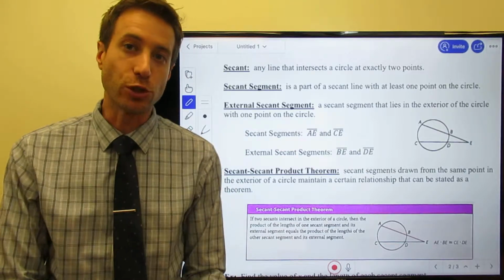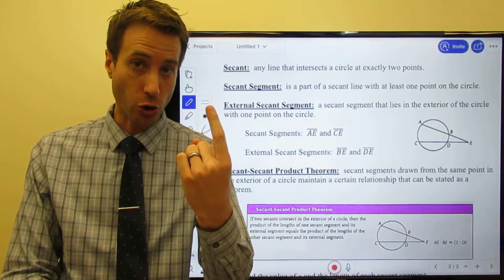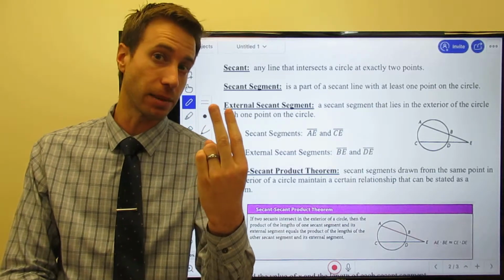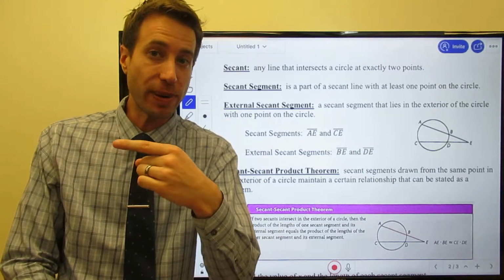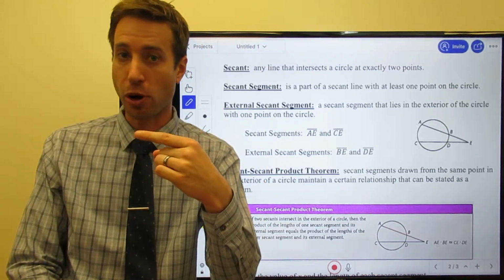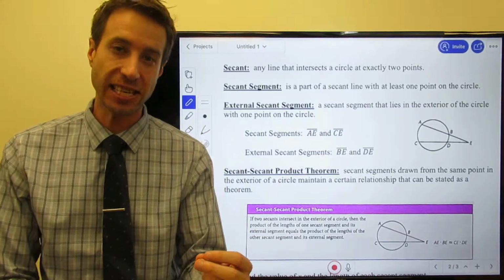What we're going to do is we're looking at three product theorems. We're looking at the chord product theorem, the secant product theorem, and the secant tangent product theorem. On the previous page of the notes, we looked at the chord product theorem. Here on this page of the notes, we're going to look at the secant product theorem.